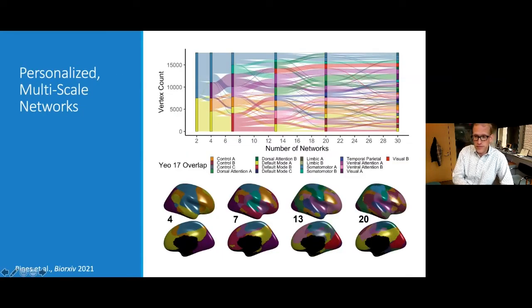So here we evaluate that question, and in order to ensure that any results weren't driven by a specific number of networks, like we looked at 17 networks in the last study, instead of just building a single atlas, we used the same machine learning tool to define personalized networks at 29 different resolutions, ranging from 2 networks all the way up to 30 networks.